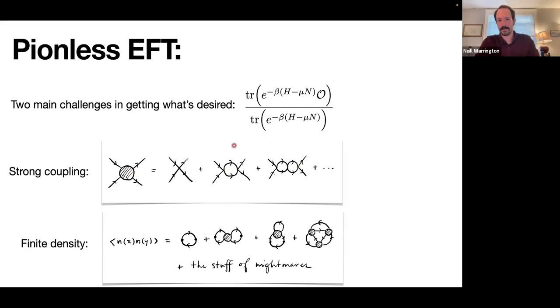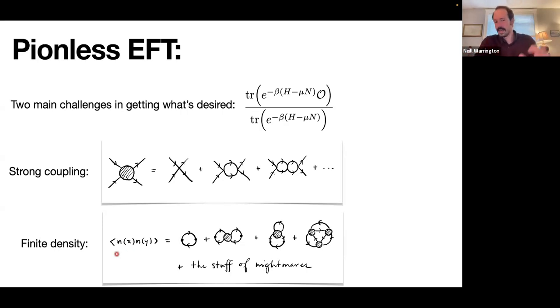These loops are not suppressed. All of these diagrams have the same size. All right, so if you want to do two particles, you have to sum an infinite number of diagrams. If you want to do many particles, not only do you have to compute this infinity of diagrams, you have to compute another infinity of diagrams. The finite density of the neutrinosphere introduces more large scales that you have to deal with.